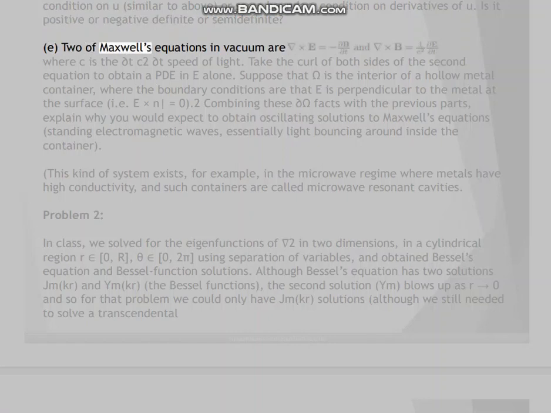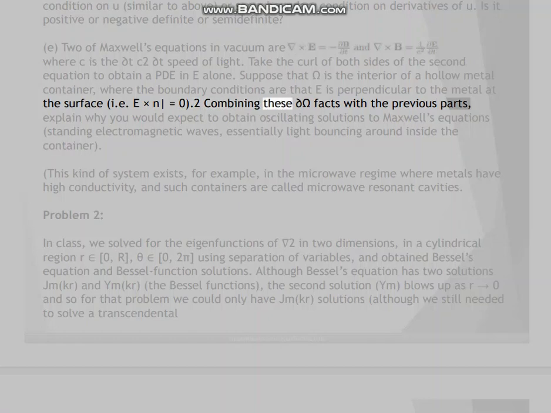E. Two of Maxwell's equations in vacuum are given, where c is the speed of light. Take the curl of both sides of the second equation to obtain a PDE in E alone. Suppose that omega is the interior of a hollow metal container, where the boundary conditions are that E is perpendicular to the metal at the surface, i.e. E × n equals 0.